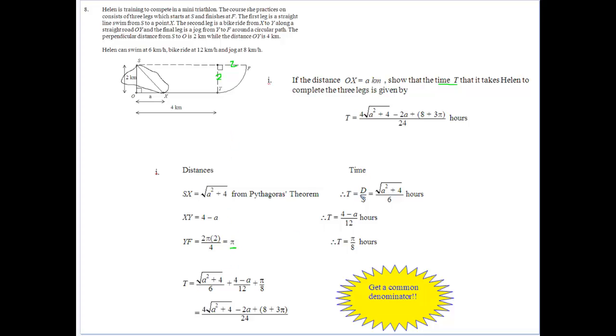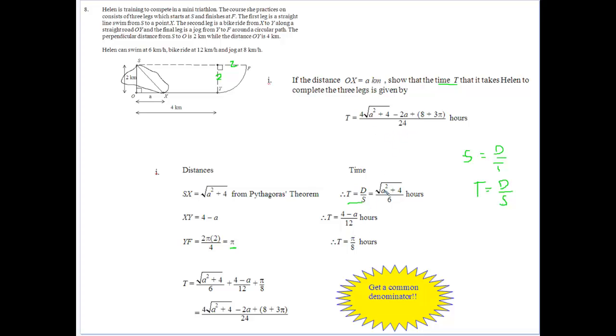Now if we remember our relationship, speed is equal to distance over time. So if we manipulate it to get time by itself, we get time is equal to distance over speed. We have to remember that relationship, because to get the time for the swim, it would be the distance, which is the square root of a squared plus 4, over the speed she can swim, which is 6 kilometers an hour. And then for the bike ride, the distance is 4 minus a, and she can travel at 12 kilometers an hour. And then the run was pi divided by 8. So it's going to take her pi on 8 hours. So that's just constant.